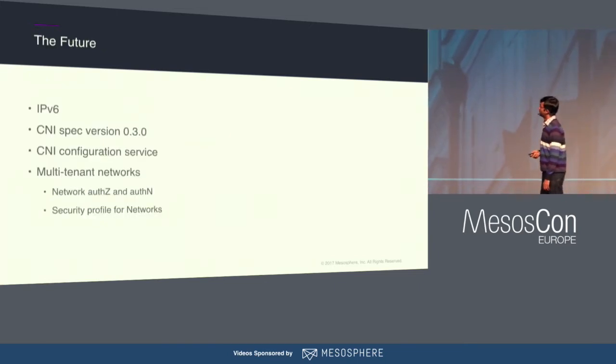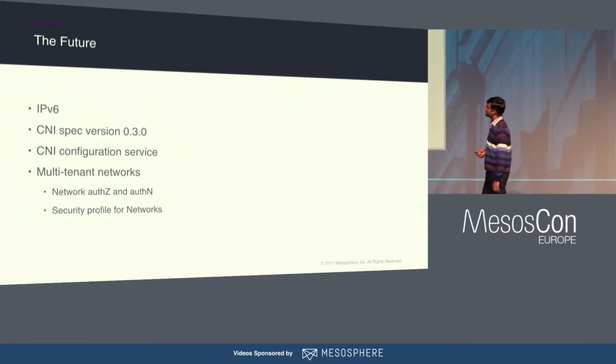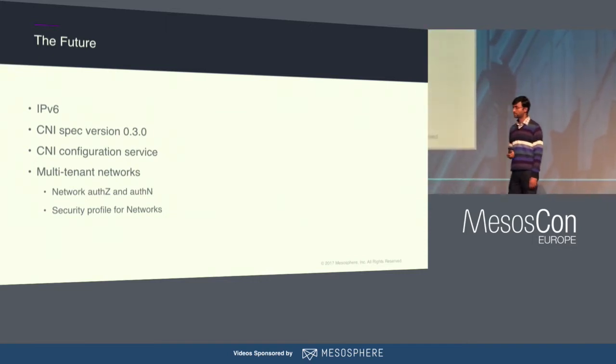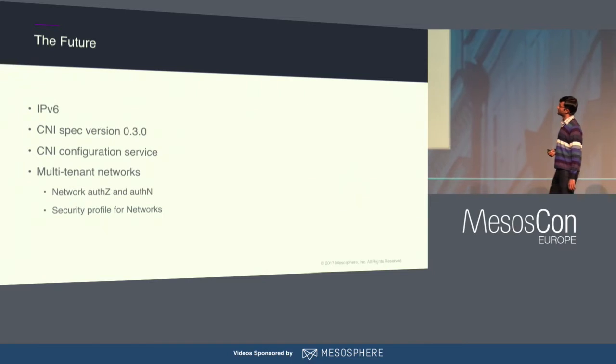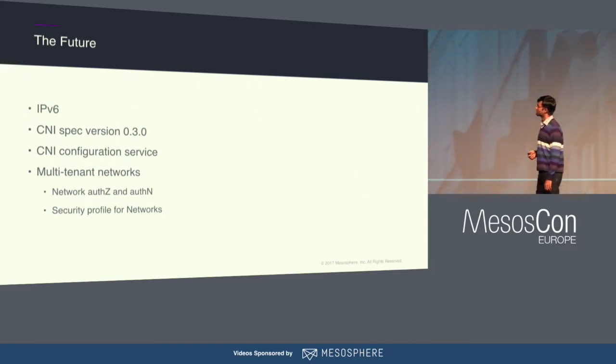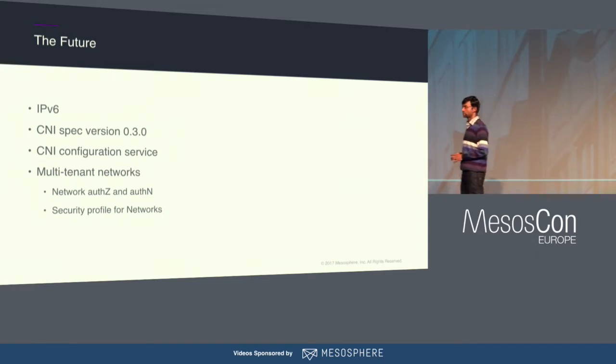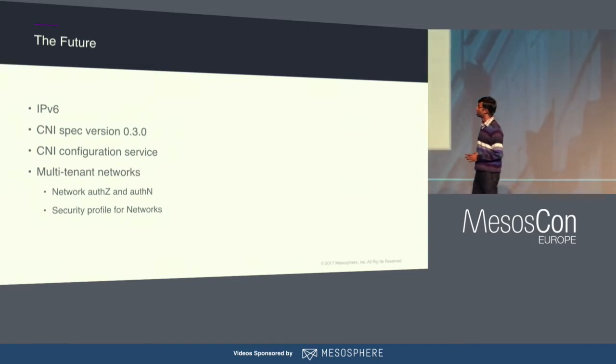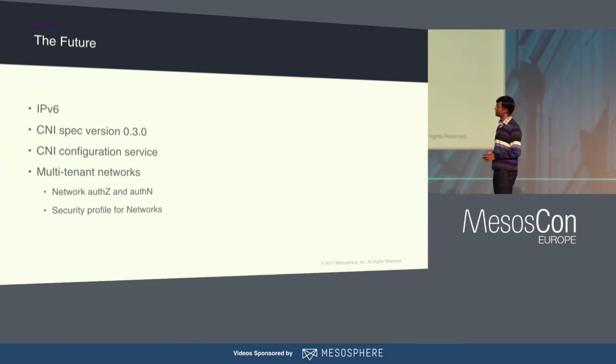And this is something that we are working on currently and should have support in future. So we are working on something called IPv6 support. So far, our DCOS network stack is only IPv4, but going forward, it will support both IPv4 and IPv6.